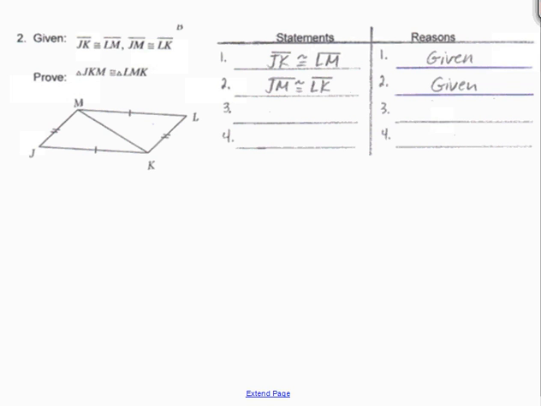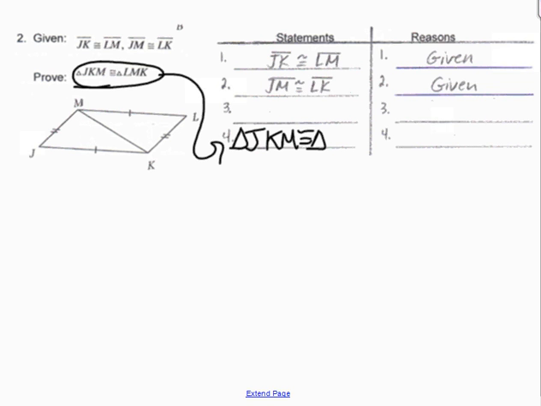This next proof, the first thing I'm going to do, and the one I didn't do on the other one, is right away I'm going to write what I need to prove last. So triangle JKM is congruent to triangle LMK. That always goes last. What you need to prove is always your last statement. Right, now I'm going to approach this proof just like the last one.